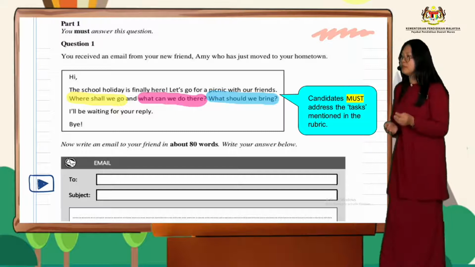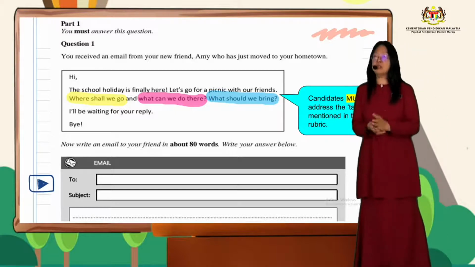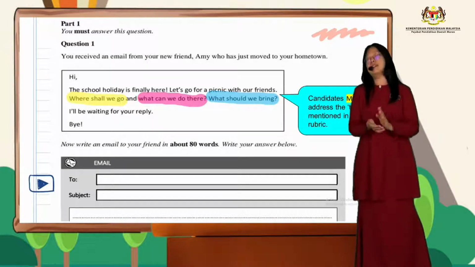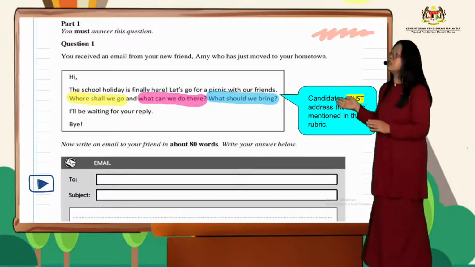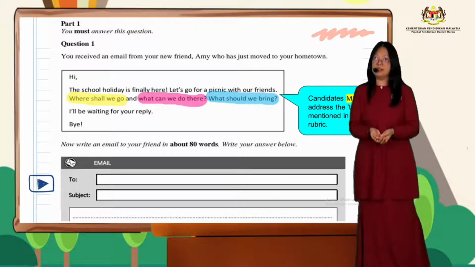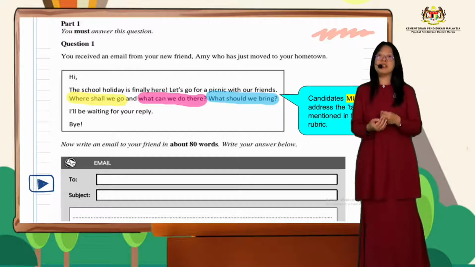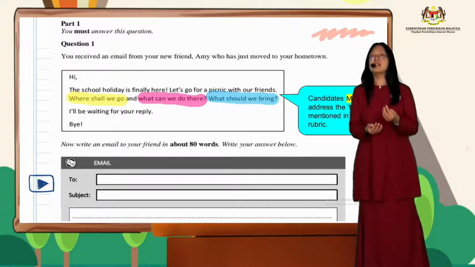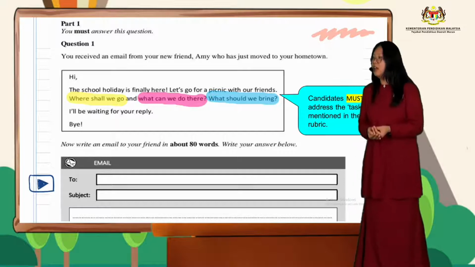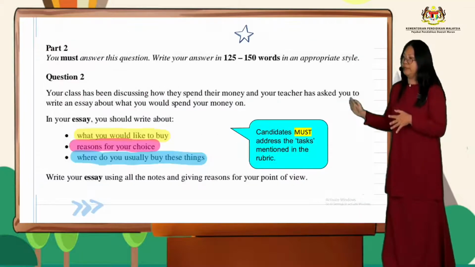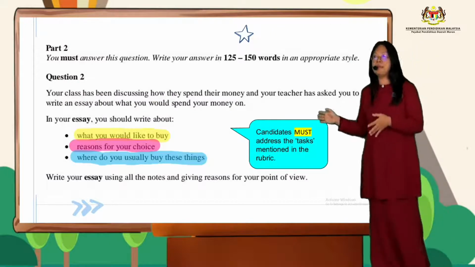So how to score part 1? You must fulfill the task requirement. If the question asks you to give an opinion, you should give an opinion. If the question asks you to give suggestions, you should give suggestions. So this is for part 1. Now look at part 2.